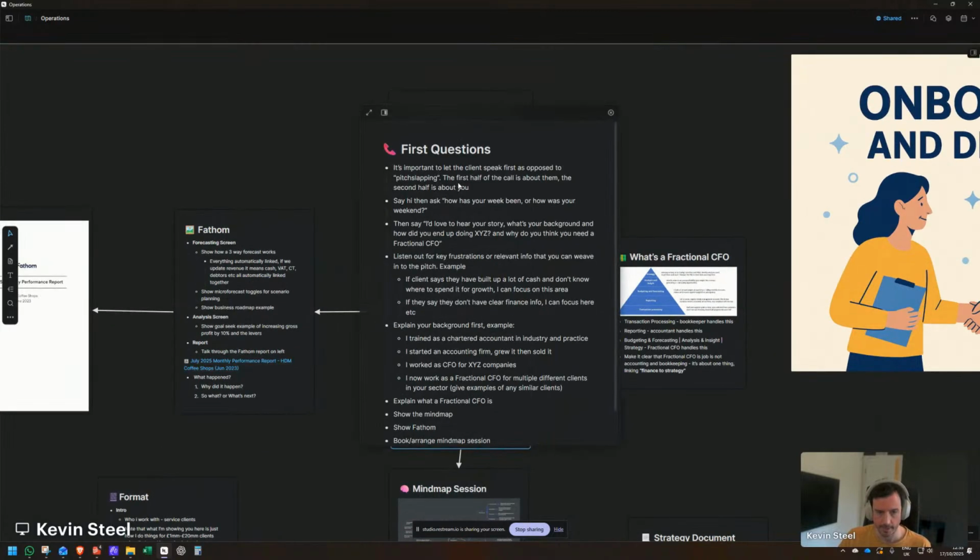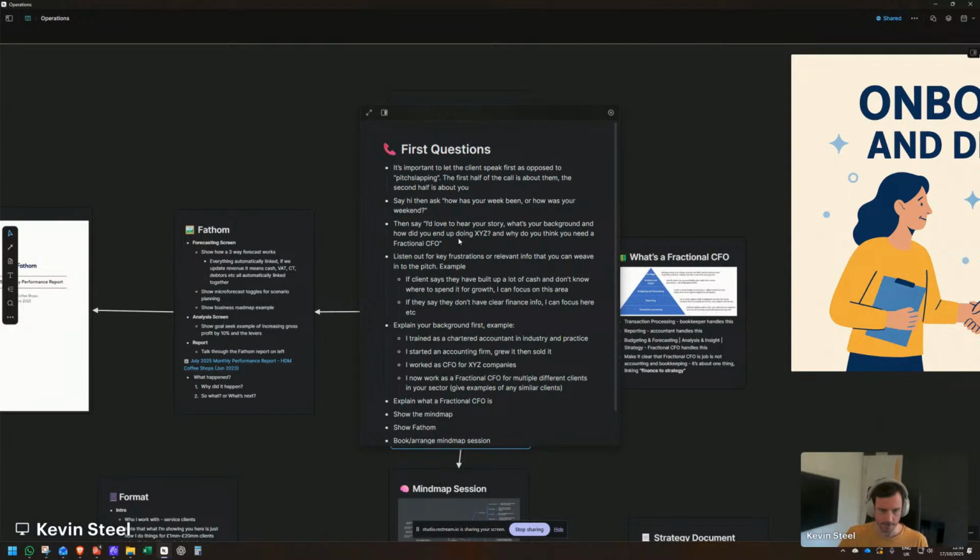In terms of the first questions and how to approach it, the first 15 minutes are really, really important to make all about the client. The last thing you want to do is come in and pitch slap them and basically be like, hey, nice to meet you, this is what I can do for you. The first half is all about the client. The second half is all about you.